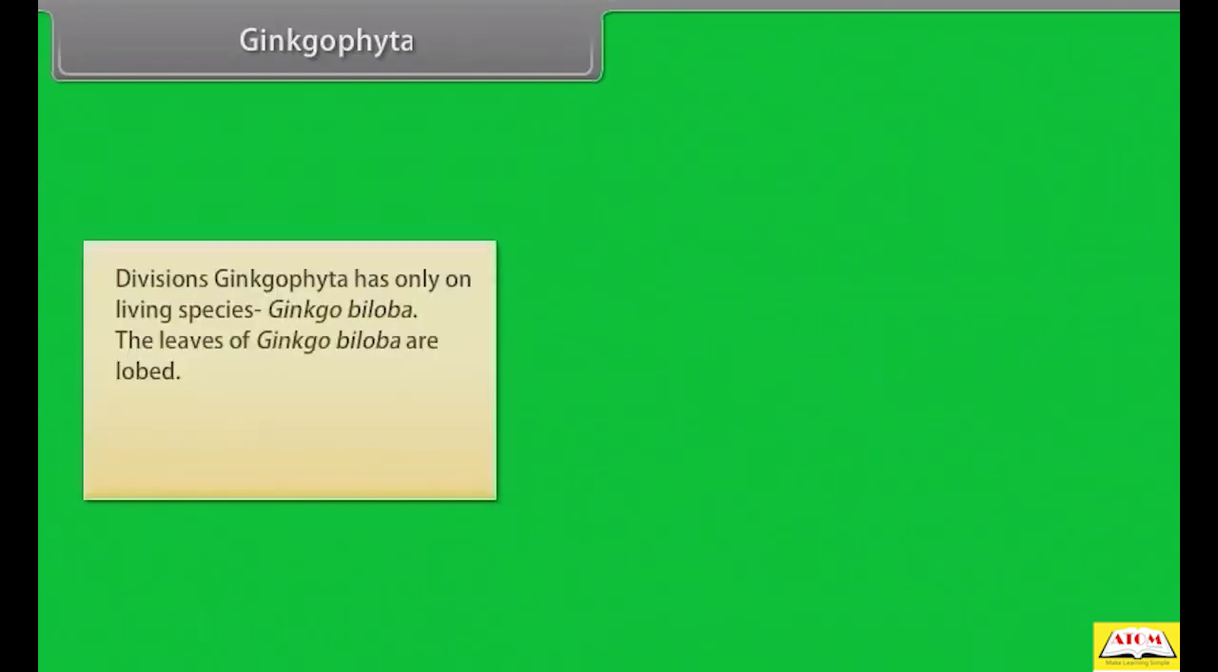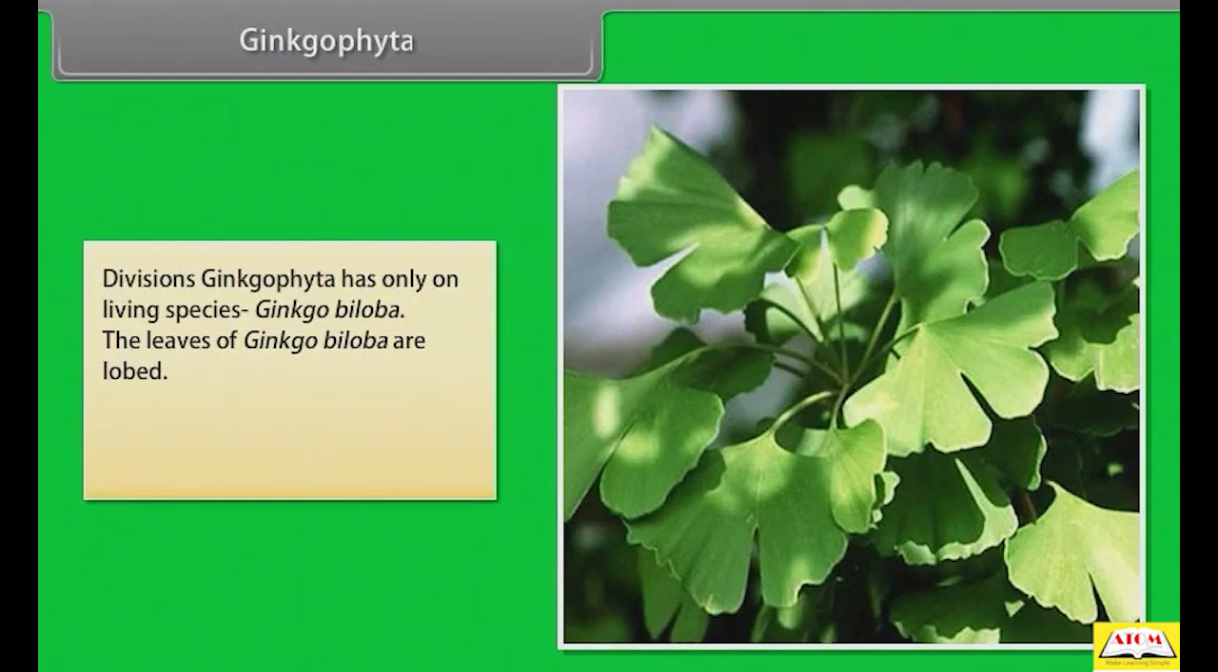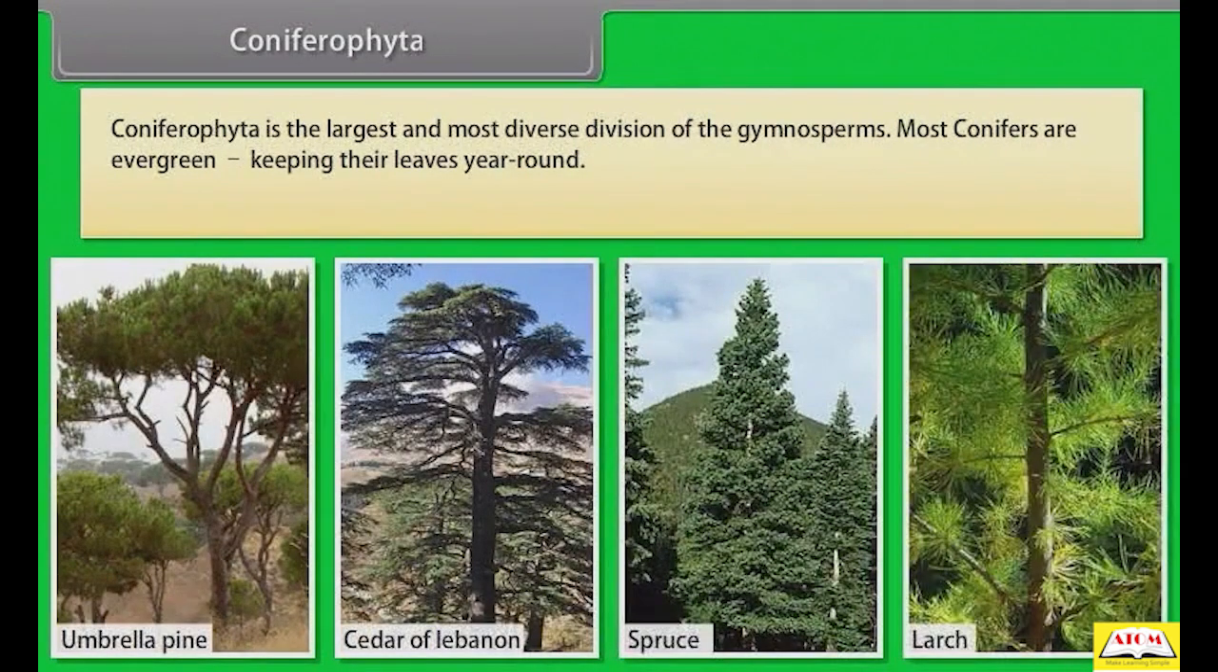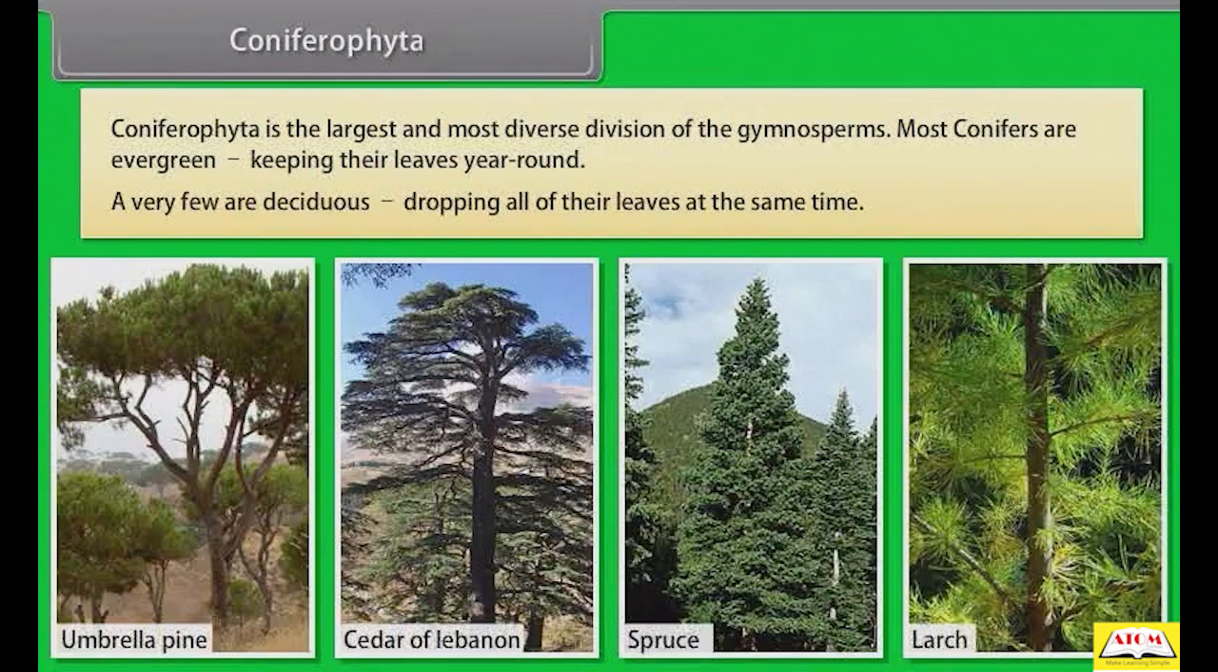Ginkgophyta. The division Ginkgophyta has only one living species, Ginkgo biloba. The leaves of Ginkgo biloba are lobed. Ginkgos have separate male and female trees. Gnetophyta. The division Gnetophyta has 3 genera: Gnetum, Ephedra, and Welwitschia. Coniferophyta. Coniferophyta is the largest and most diverse division of gymnosperms. Most conifers are evergreen, keeping their leaves year-round. A very few are deciduous, dropping all of their leaves at the same time.